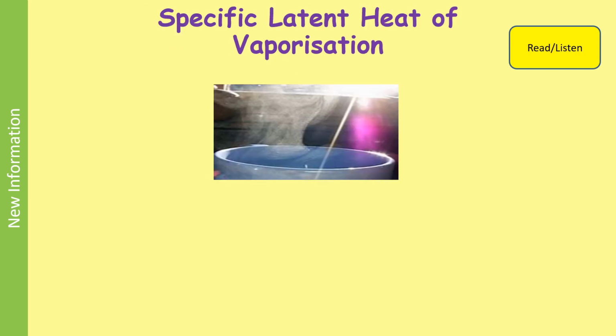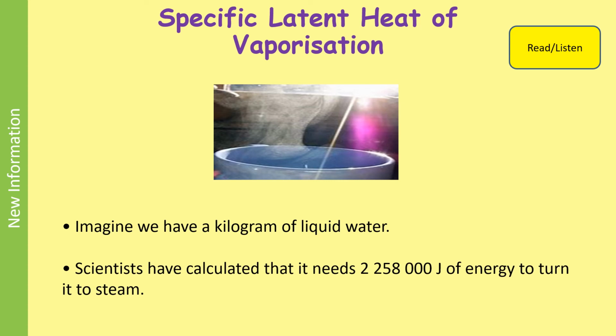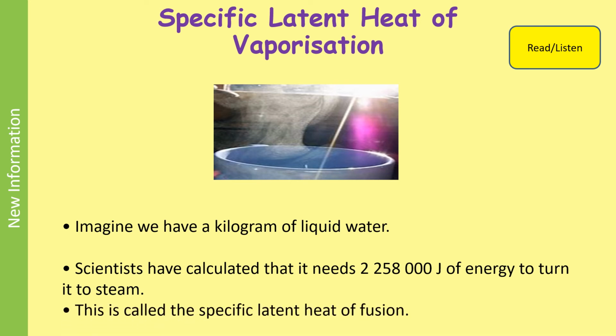Let's move on to a different kind of specific heat. Imagine we have 1 kilogram of liquid water this time. Scientists have calculated that it takes 2,258,000 joules of energy to turn it into steam. Now you notice that this is much more energy than it required to change the same mass from solid to liquid. Now this specific heat is called the specific latent heat of vaporization.